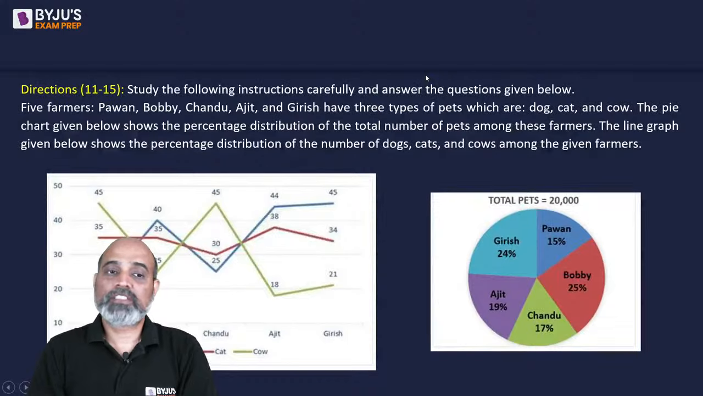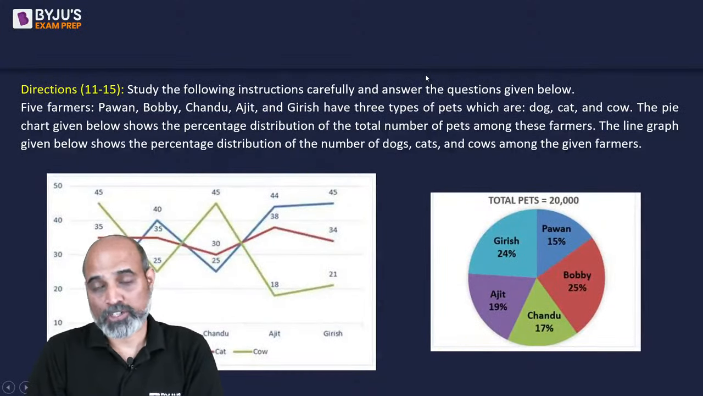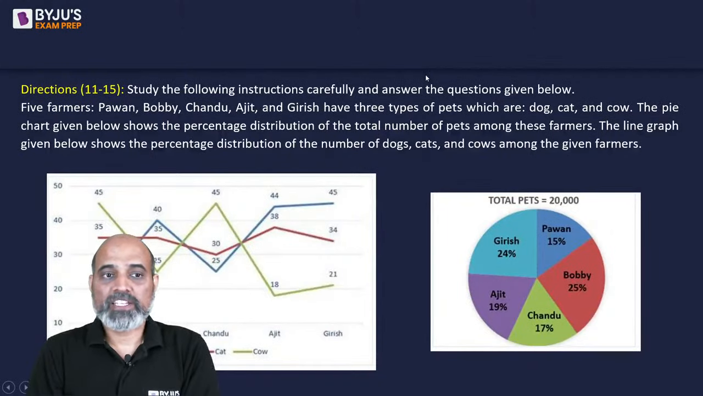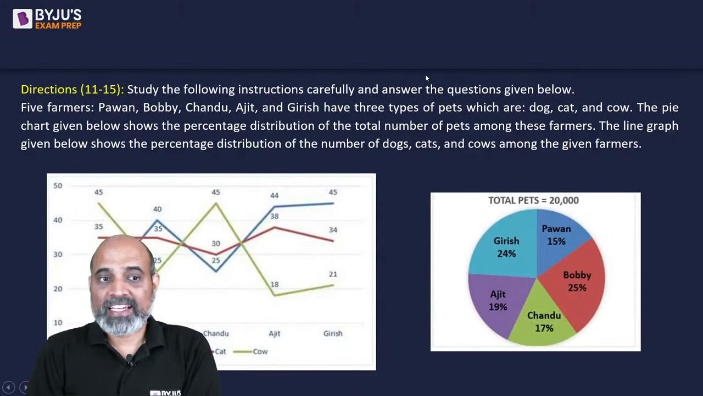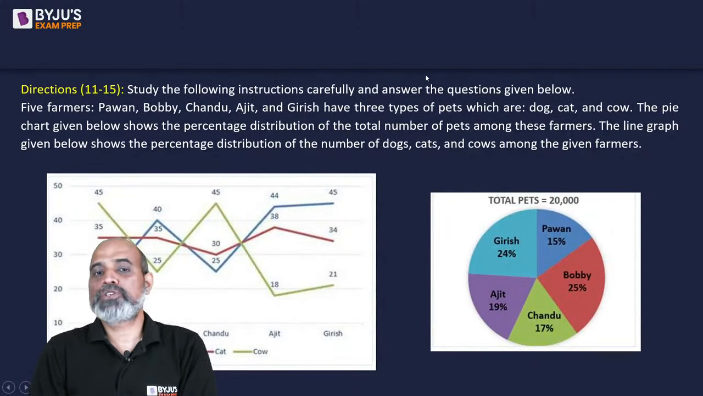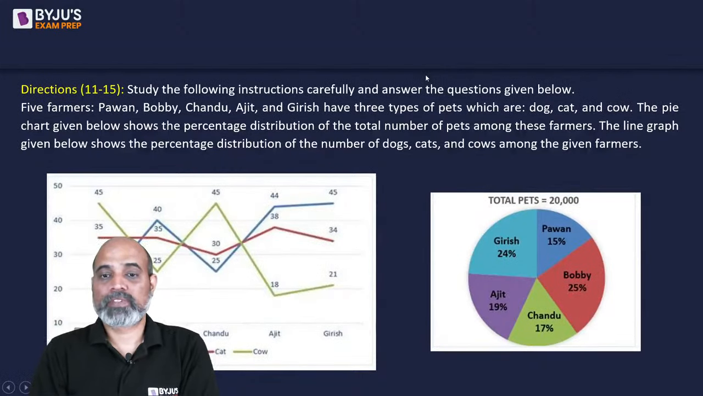5 farmers P, B, C, A, G have 3 types of pets, which are dog, cat and cow. The pie chart given below shows the percentage distribution of total number of pets among these farmers. The line graph given below shows the percentage distribution of the number of cows, dogs and cats among the given farmers. Okay? So these are percentage distribution.